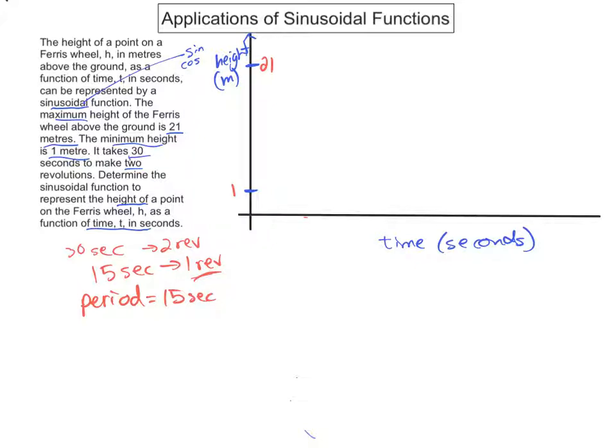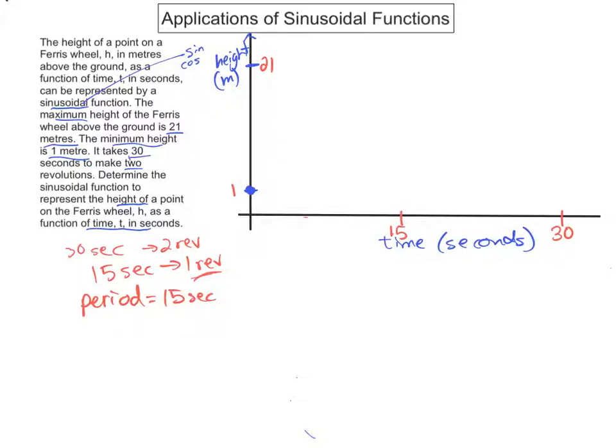But along our axes now, if we want to graph, say, 2 revolutions, we're going to go 15 and 30 and try and space that out a little bit so it looks approximately the same space. And now we're going to plot our points. It didn't say where the points started, but usually they start from the bottom because that's where the rider gets on. So we're going to go with that assumption.